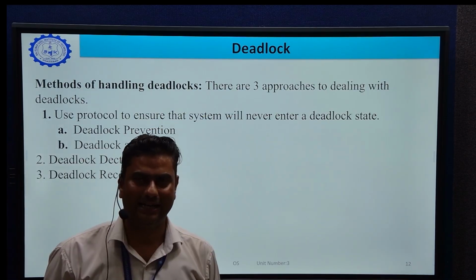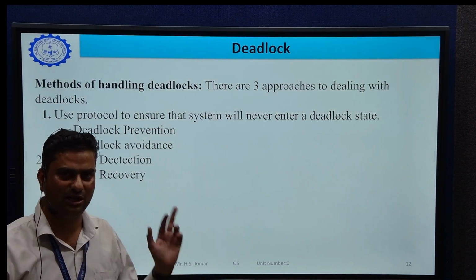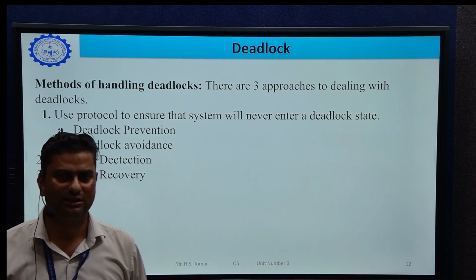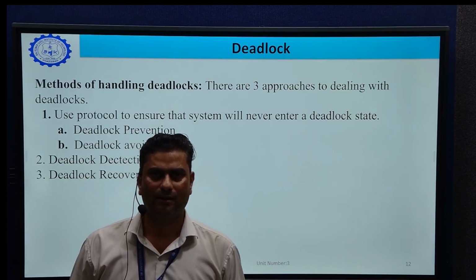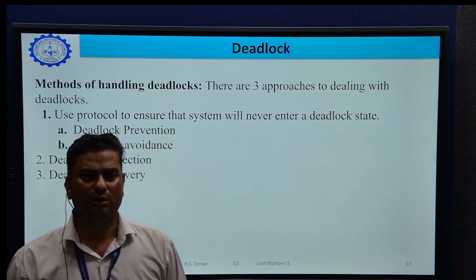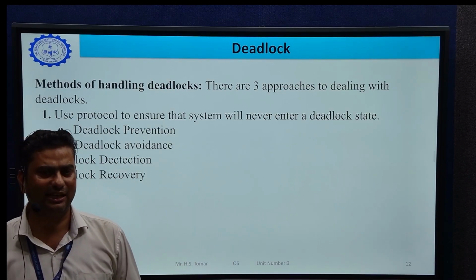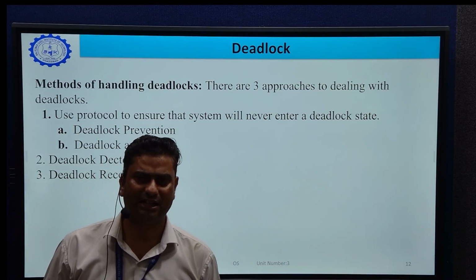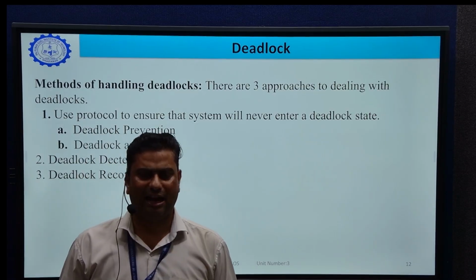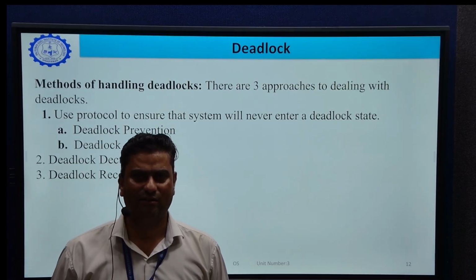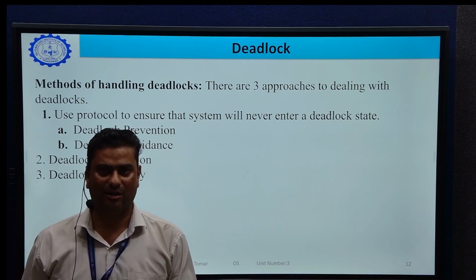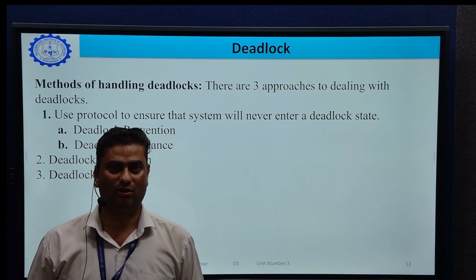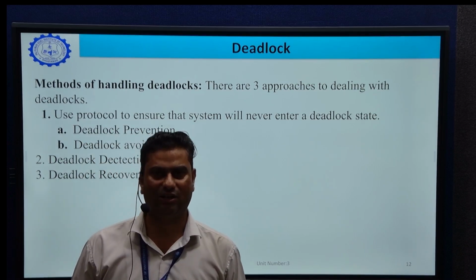Deadlock handling strategy: deadlock prevention, deadlock avoidance. See, till now the concept is clear. What is deadlock? As a basic example, let's take a specific real life example. If a traffic light signal fails, then all vehicles are jammed, and in that case there may be deadlock. So that is the example of deadlock.